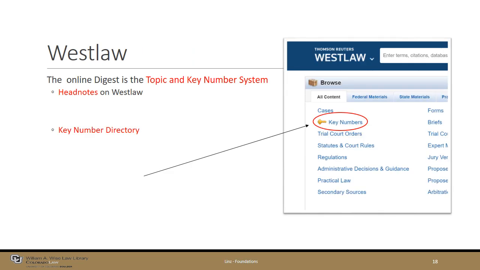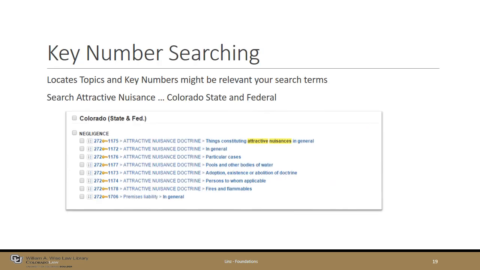In Westlaw, you can search the topic and key number system directly. It is one of the content areas, key numbers, and you can see the entire key number directory. If you did a search, for example, here I'm doing a search for attractive nuisance, it will return to you those topics and subtopics in which the attractive nuisance doctrine is discussed.